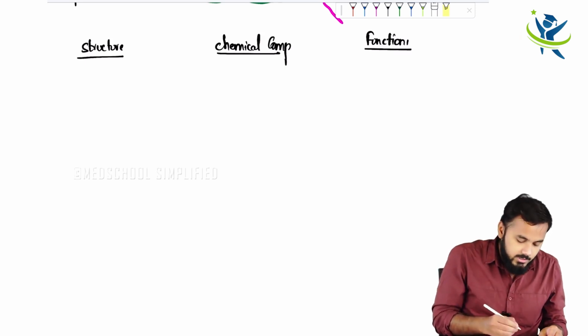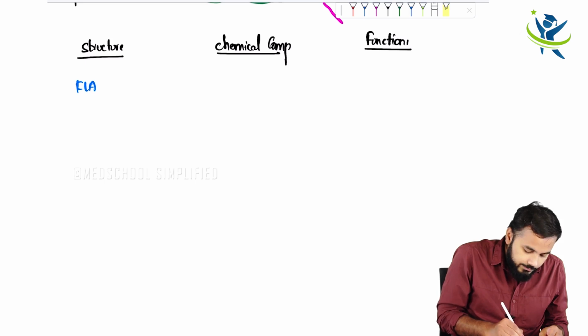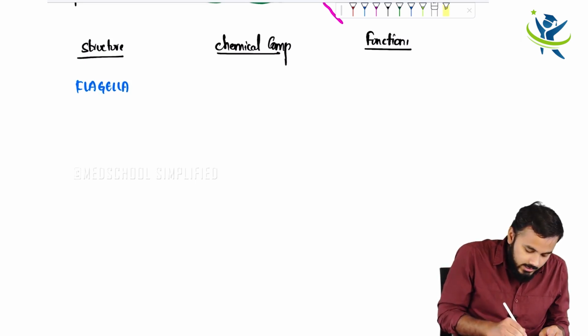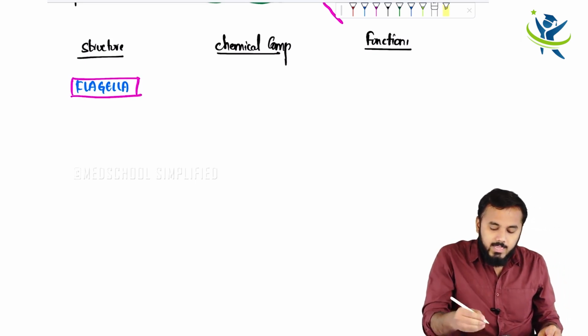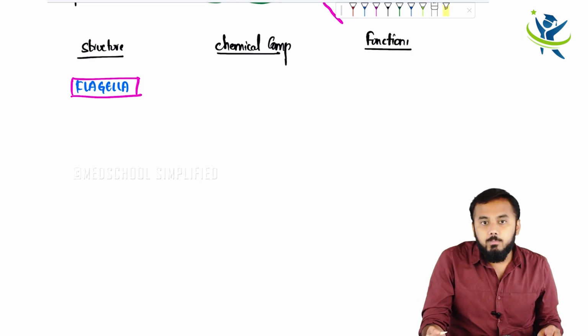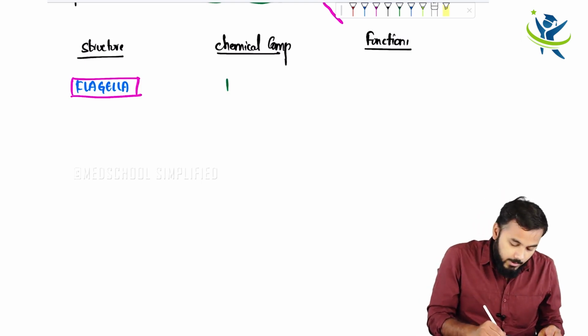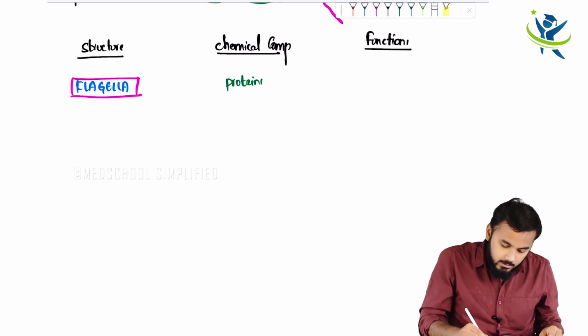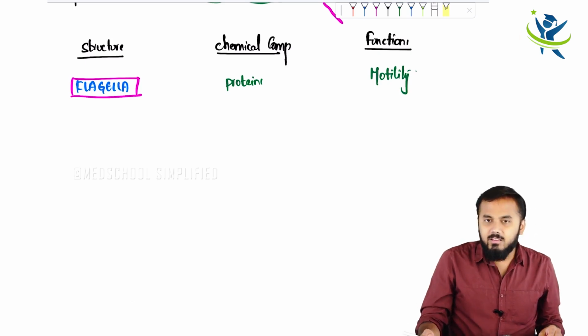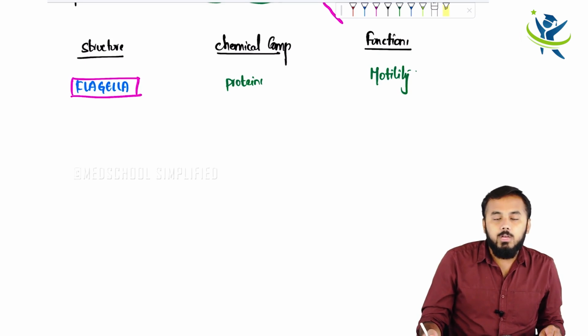The first structure which we shall be discussing is flagella. What is the best thing which you can tell about flagella? What is flagella made up of? Flagella is made up of proteins, right? What is the function of flagella? Motility. But is this enough? Are these the things they are going to ask you in the exam?